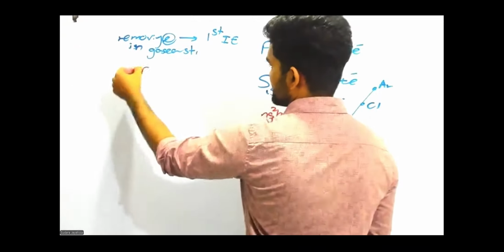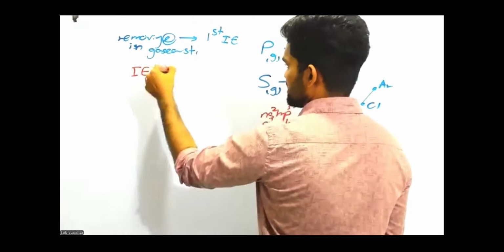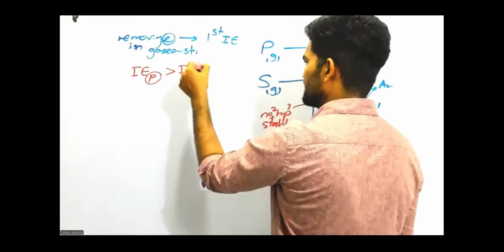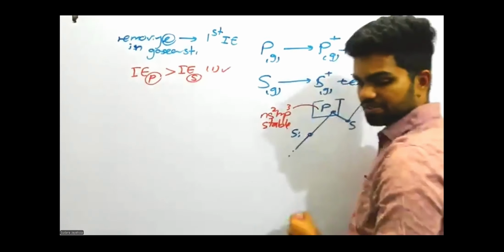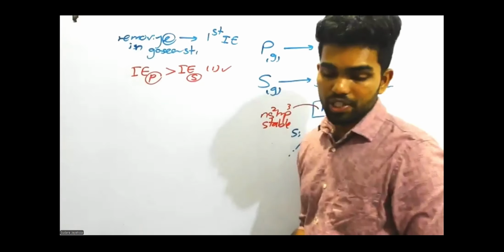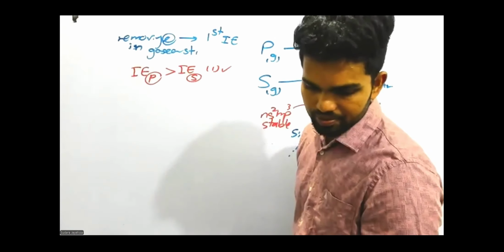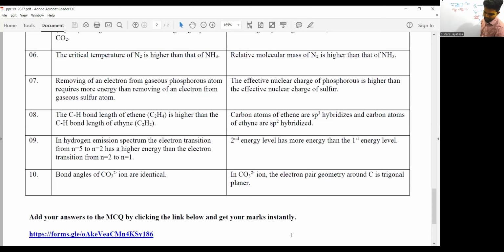Okay. So the first ionization energy of phosphorus is higher than the first ionization energy of sulfur. That is correct. So the first statement is correct. But look at the reason they have given. That is not acceptable. The effective nuclear charge of phosphorus is higher than the effective nuclear charge of sulfur. But effective nuclear charge is higher for sulfur.